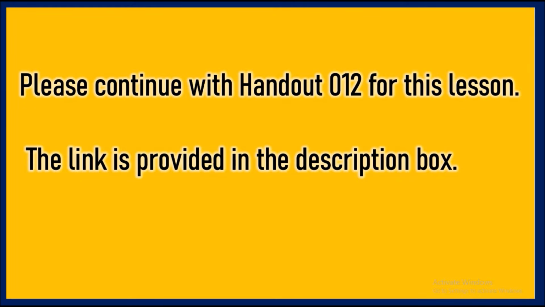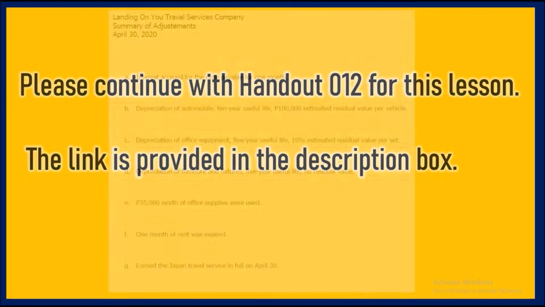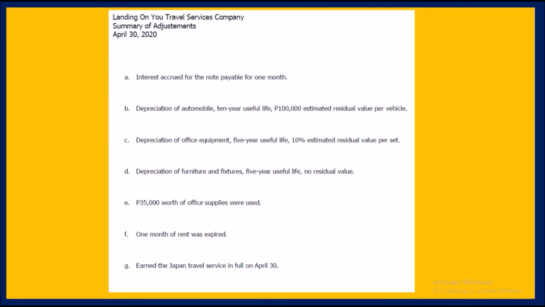So in Handout 012, you will come across this page, which is the summary of adjustments for the end of the month. Again, remember that we prepare adjusting entries so that we will be able to update account balances of assets, liabilities, revenues, and expenses before we prepare financial reports or financial statements. So we have here 1, 2, 3, 4, 5, 6, 7. We have 7 adjustments that we need to take into consideration.